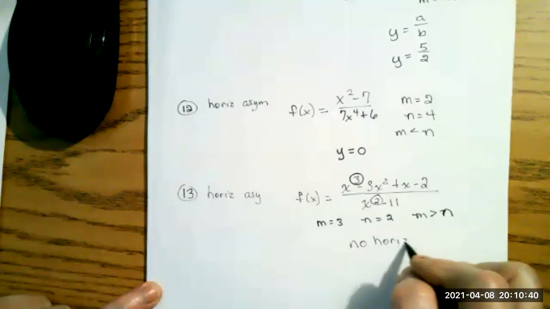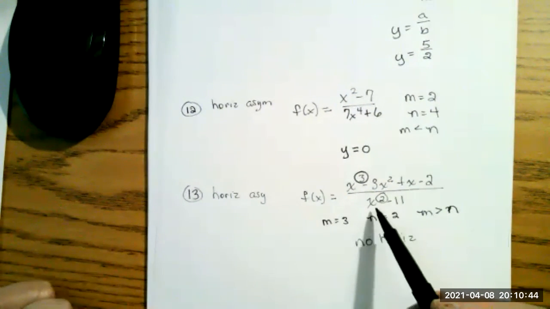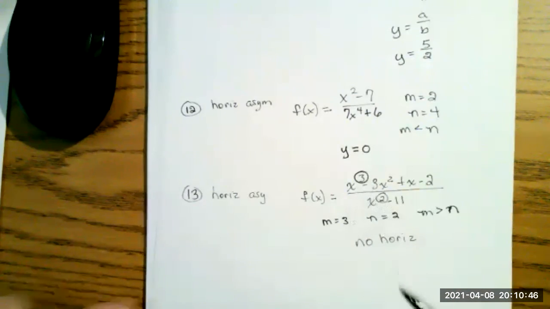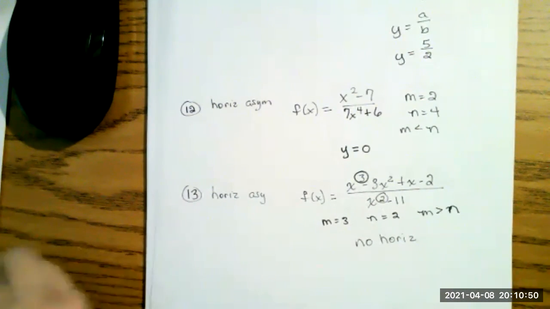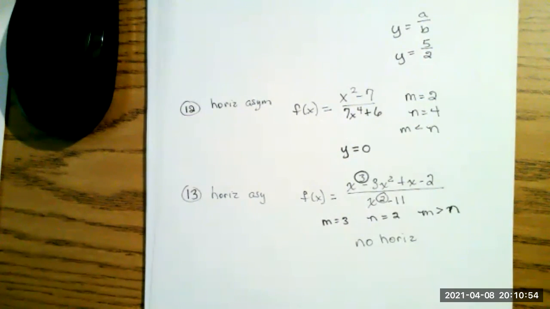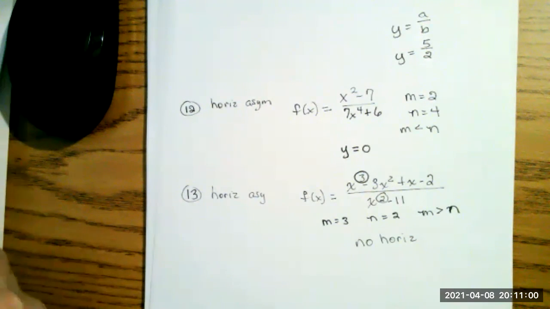And it didn't ask us to find the oblique. If we're going to find it, we'd divide x squared into x cubed. And it looks like it would be an x up there. Y equals x. But it didn't ask for that.